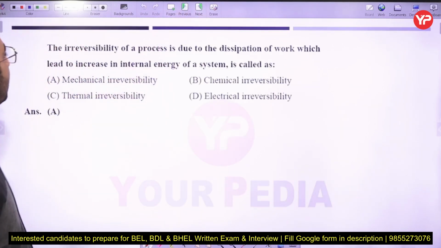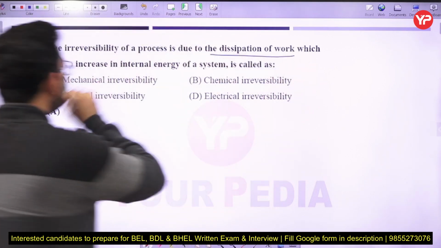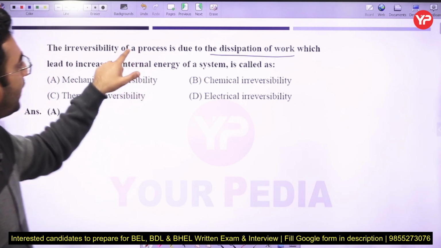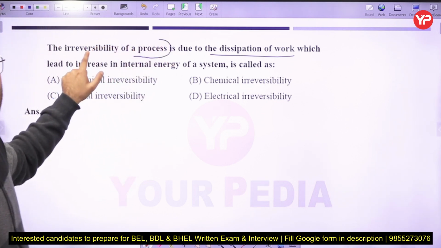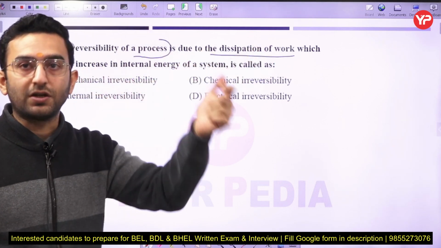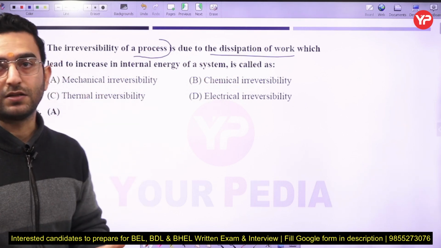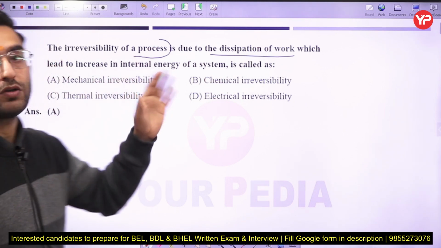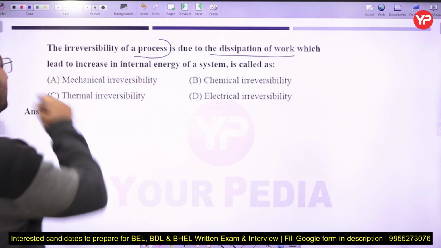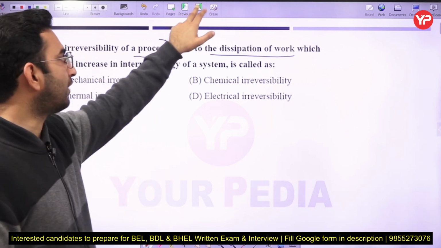Now the next part: the irreversibility of a process is due to the dissipation of work which leads to an increase in the internal energy of the system. In this process the irreversibility is taking place due to the dissipation of work. That means some work is getting lost, so we can say there is irreversible work present inside the system. This lost work, or irreversibility work, is a type of mechanical irreversibility. So option number A is the correct answer.